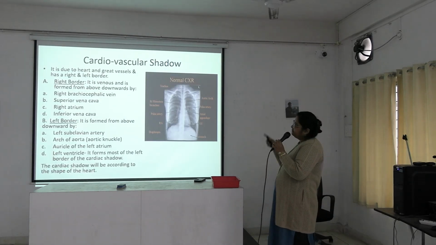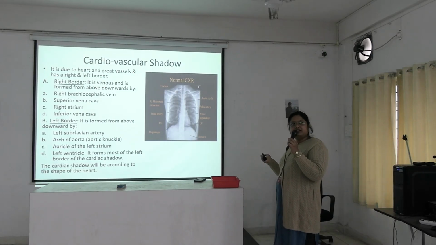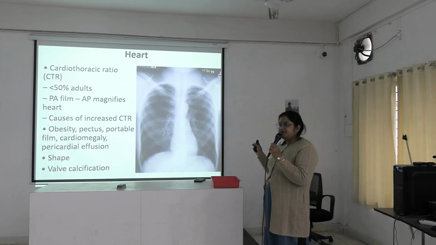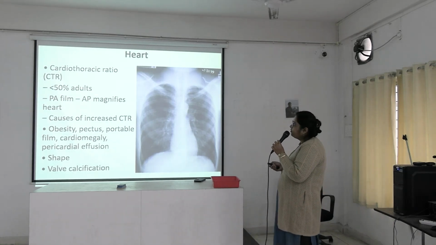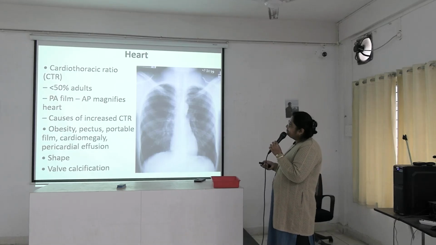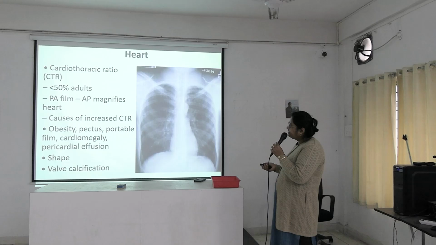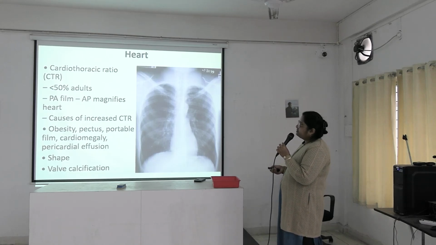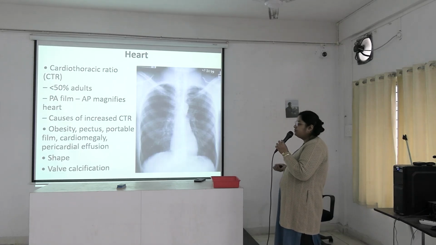This slide is very important. What are the structures for the right border? What are the structures for the left border? You must remember. Next, cardiothoracic ratio is asked, very important. It is less than 50% in adults on a PA film. An AP film magnifies the heart, so the heart shadow will be larger. Causes of increased cardiothoracic ratio include obesity, pectus carinatum, portable AP film, cardiomegaly, and pericardial effusion.